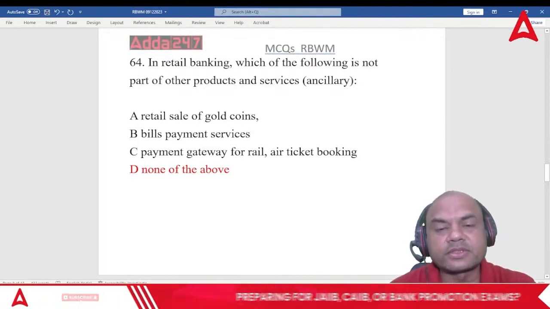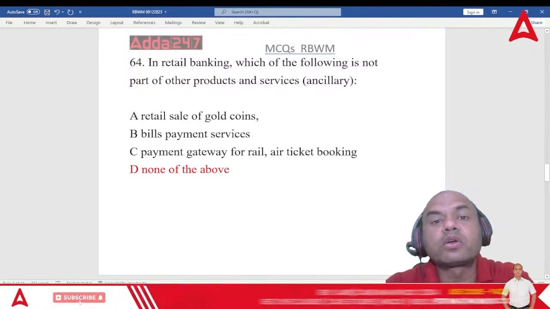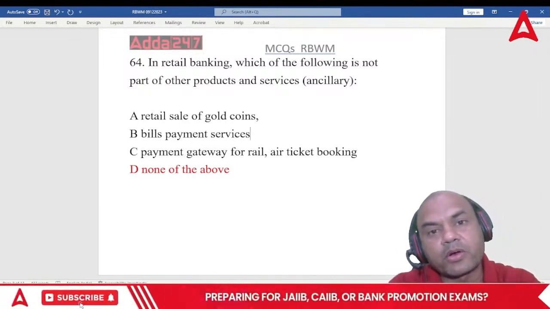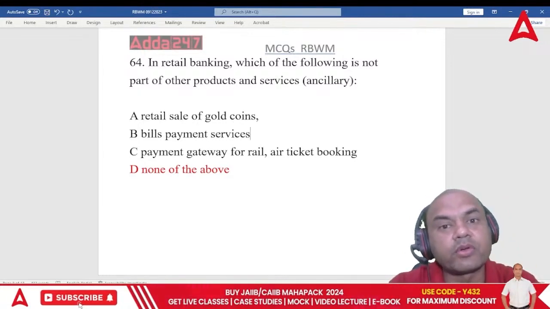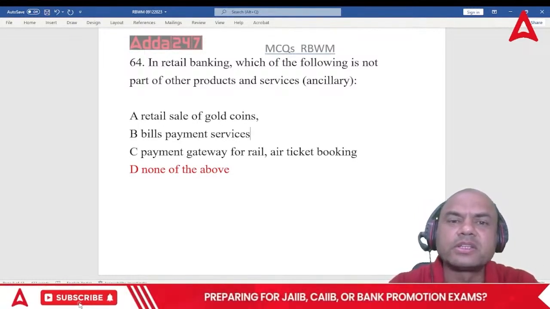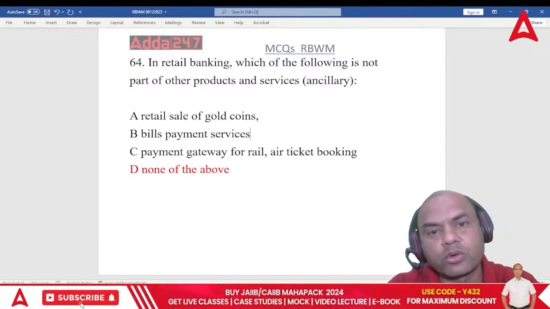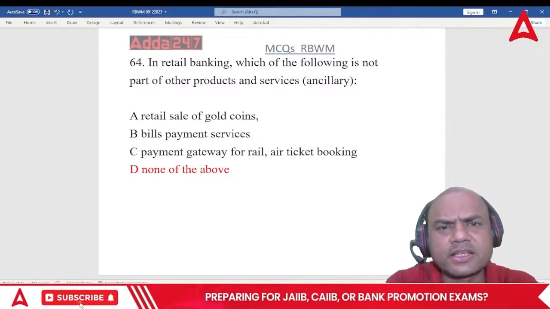What are ancillary services? Ancillary services are those services which are not a core banking product. Okay, what is the core banking product? Core banking product means saving, current, FD for deposits, and for loans, we have all our loans: housing loan, personal loan, consumer loan, all the types of loans. Any loan given is a core product. Then what is ancillary? Locker. Locker is an ancillary service.